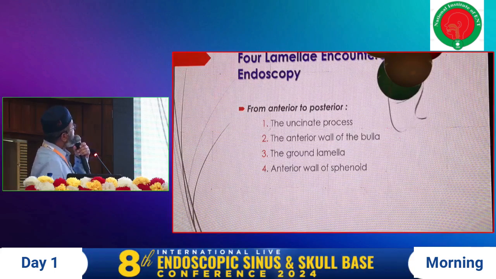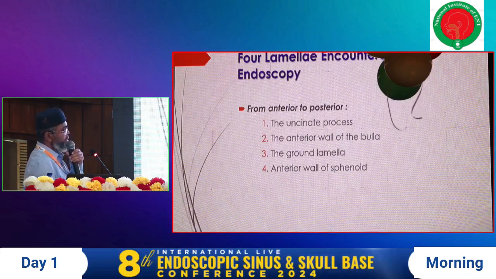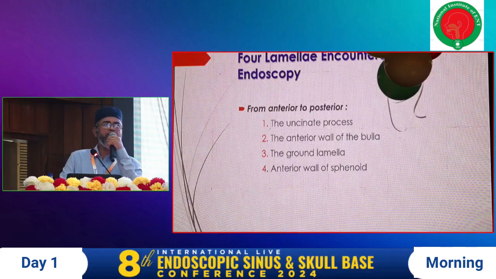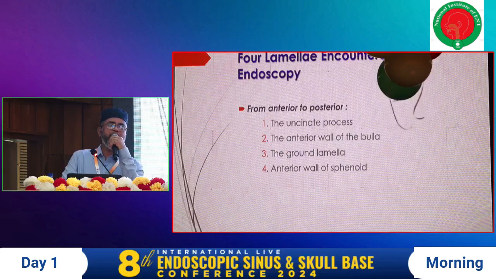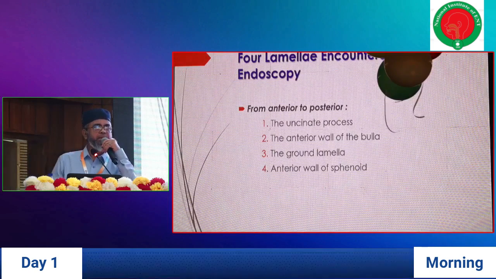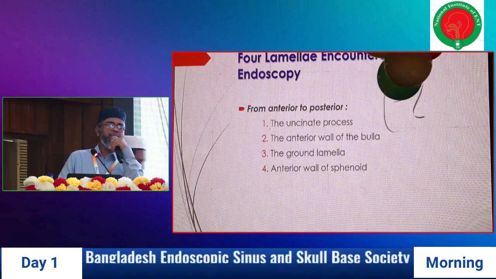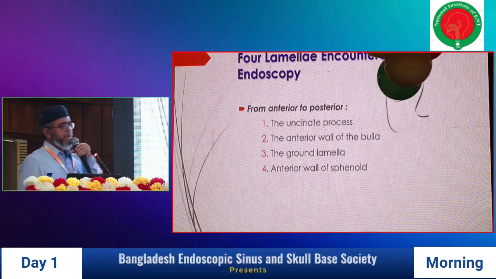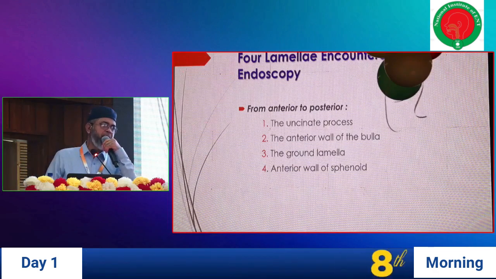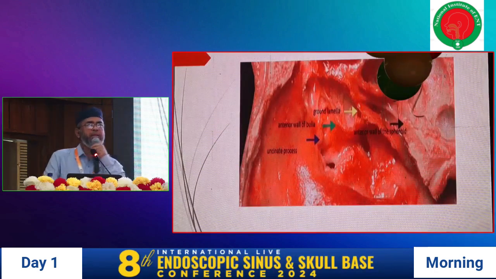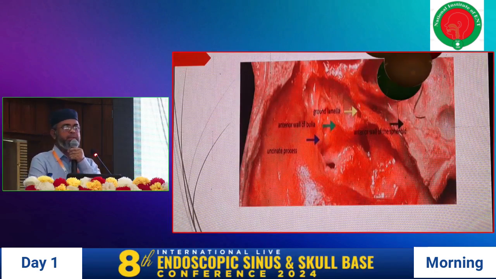Four lamellae are encountered on endoscopy from anterior to posterior. The first lamella is the uncinate process. Second is the anterior wall of the bulla. Third lamella is the ground lamella. Fourth lamella is the anterior wall of the sphenoid. This is from anterior to posterior. Sometimes superiorly the fifth lamella may be the superior turbinate and the sixth lamella may be the supreme turbinate. Here is the picture of these turbinates.